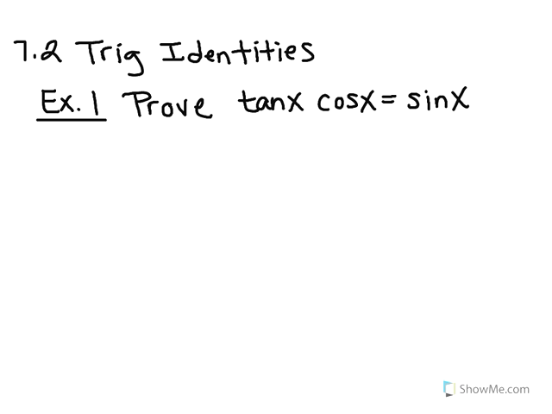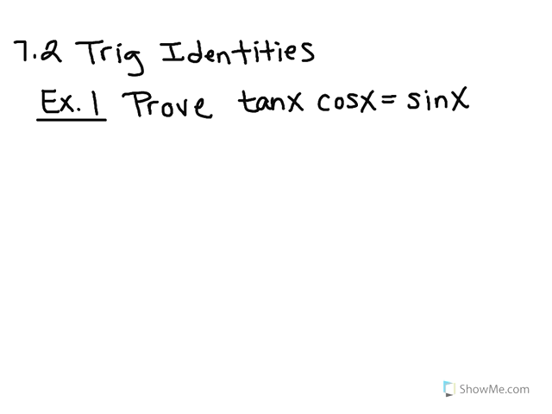So in this example, when I try to prove that the tangent of x times the cosine of x is equal to sine x, that just means that I want to get one side to look exactly like the other by using my identities. So you want to look on that colored sheet and have that alongside with you while we're doing this. If you don't have that now, go ahead and get it. I'll wait. Just pause the video.